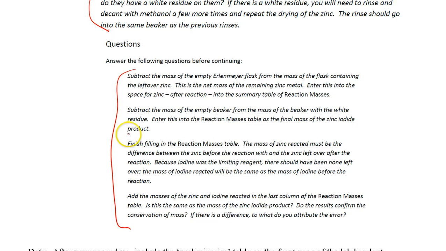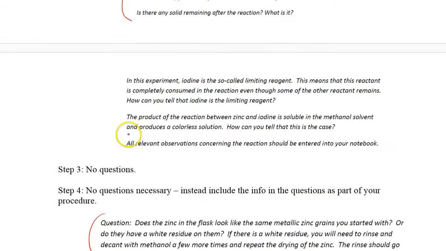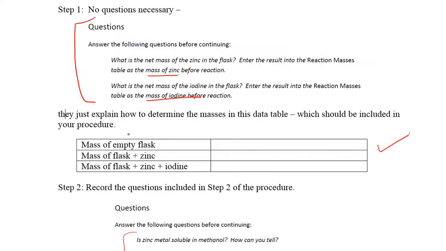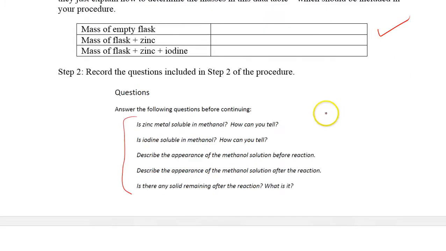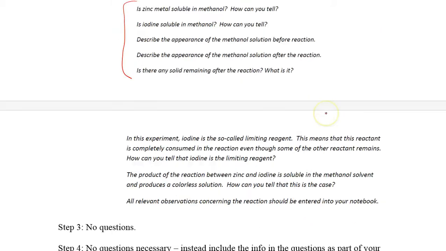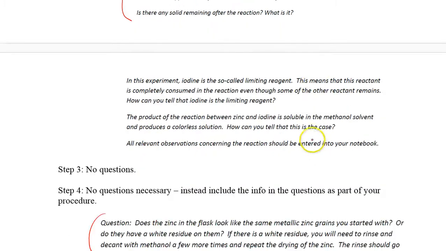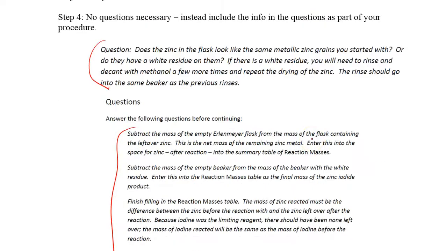So to recap, the only questions that you are required to include in your procedure would be the questions in step 2. Step 1, they can be omitted as long as you know how to figure out your data table. Step 2, there are several questions and you should include all of those. Step 3, there were no questions, and step 4, again, I think these are more procedural things than actual questions to answer.